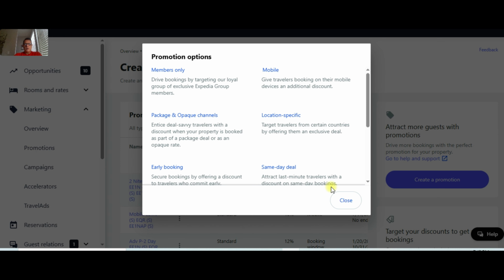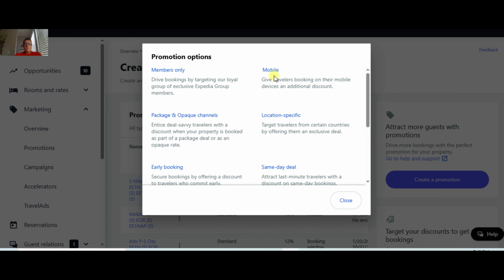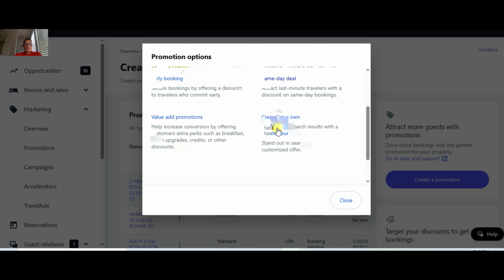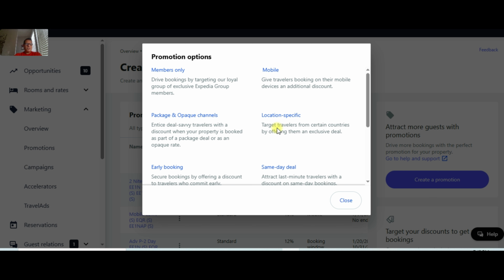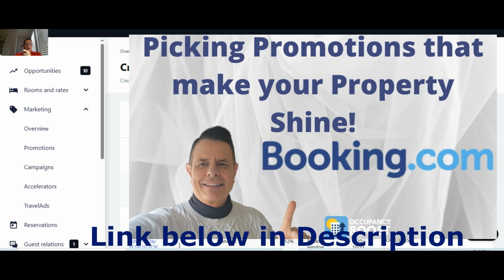Expedia, they've also got a promotions tab here. If you go under marketing on the left-hand side, I'm in the Expedia extranet, and go under promotions, you can create promotions right here on this create a promotion tab. They've also got a mobile promotion you can run. This one works really well, and they've got all these other promotions that you can run. And if you're not sure which promotions to run, you can go to the analytics tabs for these extranets as well, and you can look and see what kind of promotions. I'm actually showing you a video on the screen right now of a video I did on how to read the analytics tab in Booking.com, so you can choose which promotions are going to work best for your property.